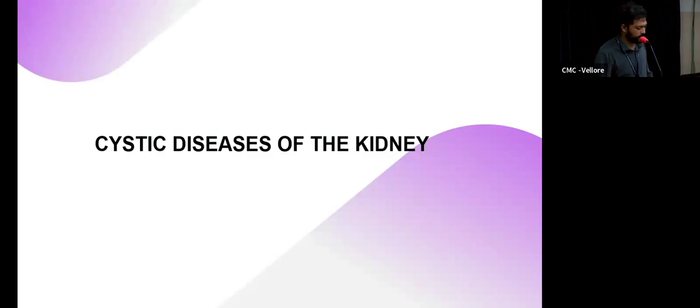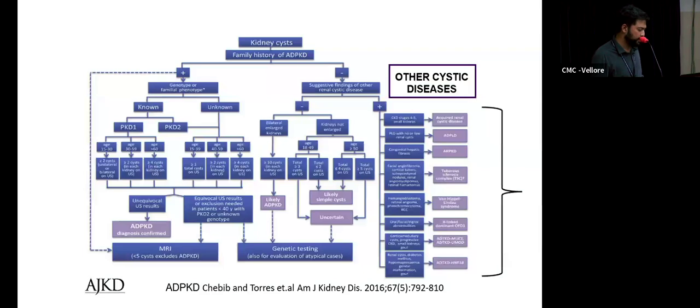A brief idea also about cystic disease of the kidney. Although it's a separate topic as such, it's important to know some diseases, as we see ADPKD a lot in our OPD. This is just a brief outline of patients who present with cyst on ultrasound. When you get a patient with cyst with a family history of ADPKD, if it's a known genotype, then you don't need to do genetic testing as such. Then you have the ultrasound as well as the MRI criteria to diagnose whether it's ADPKD or not.